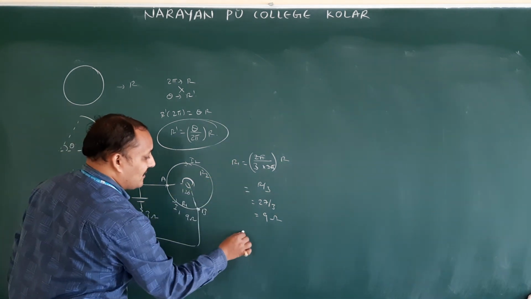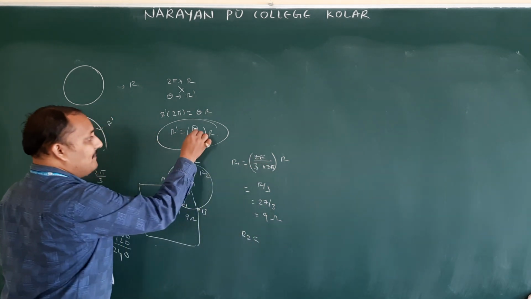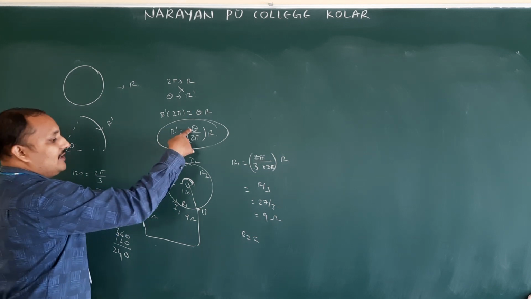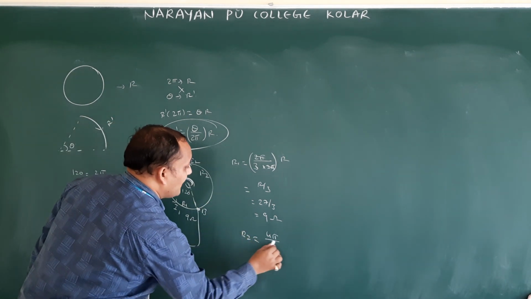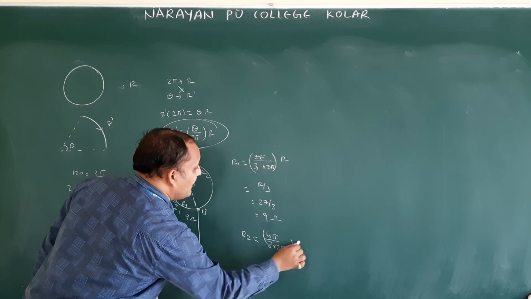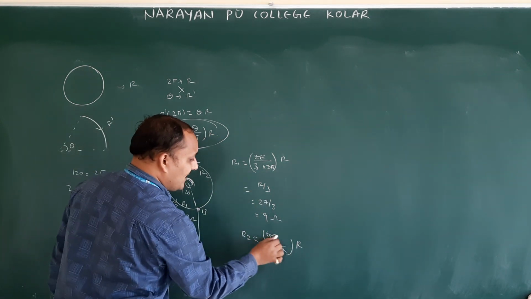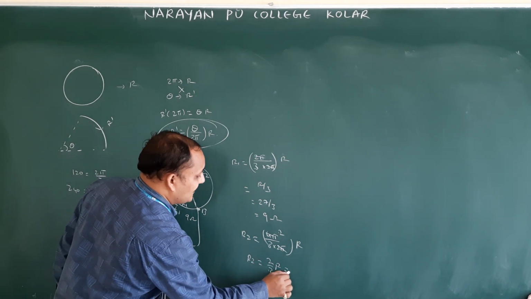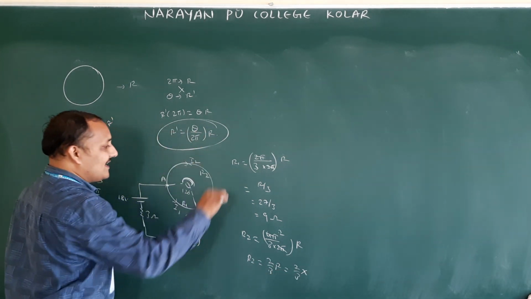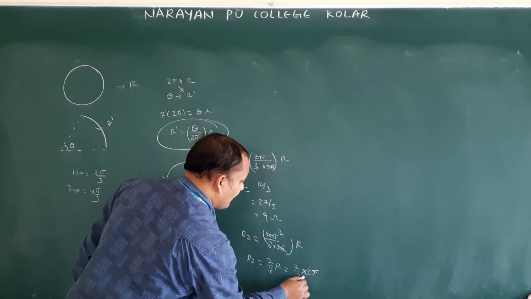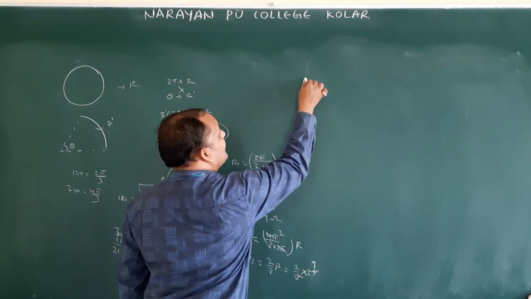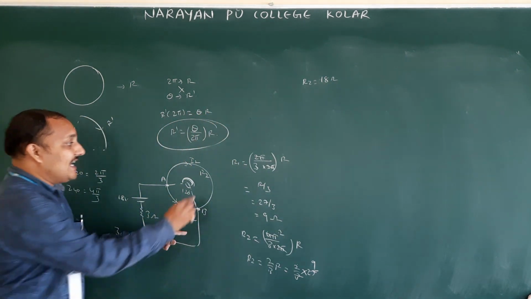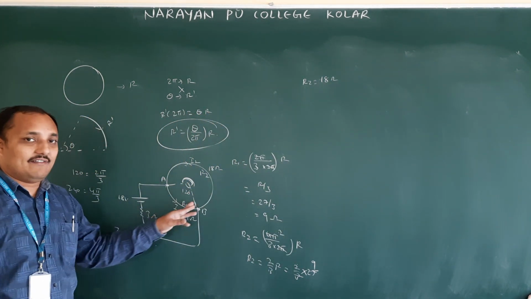Now R2 is equal to, in place of theta how much now? This remaining angle, 4 pi by 3. So in place of theta, 4 pi by 3 into 2 pi into capital R. 2 pi will be cancelled. 2 by 3 R. Then R2 is equal to 2 by 3 R. 2 by 3 into, this total distance how much they give? 27. So then R2 is equal to 18 ohms. Instead of giving directly 9 ohms, 18 ohms, they have given a circular path.